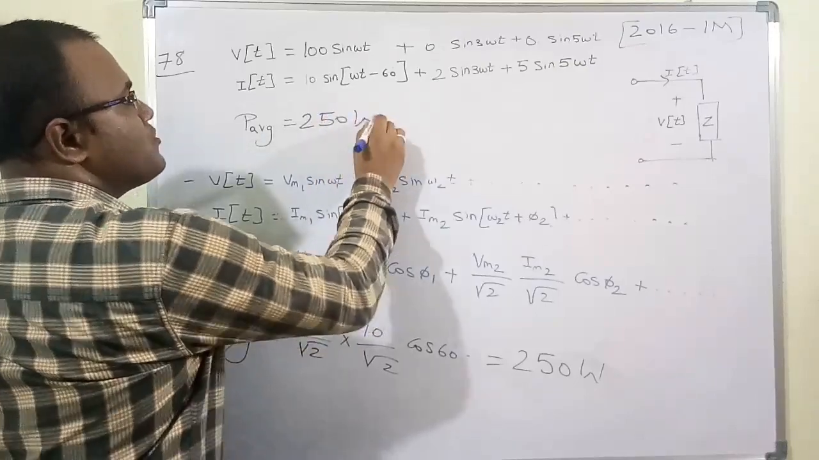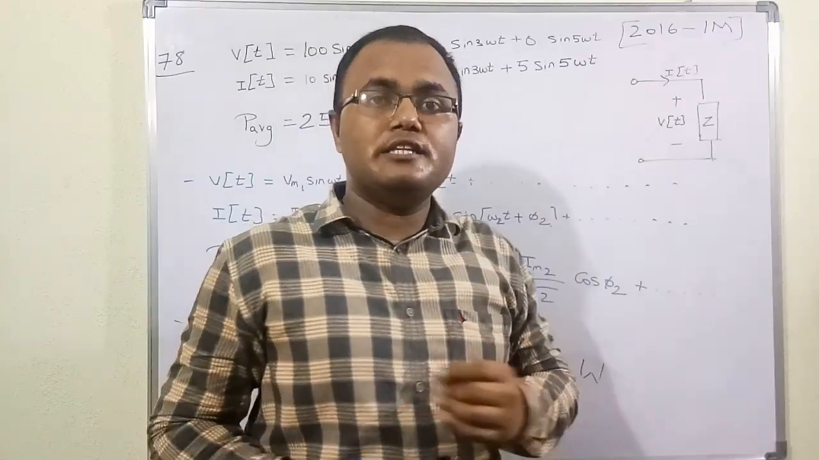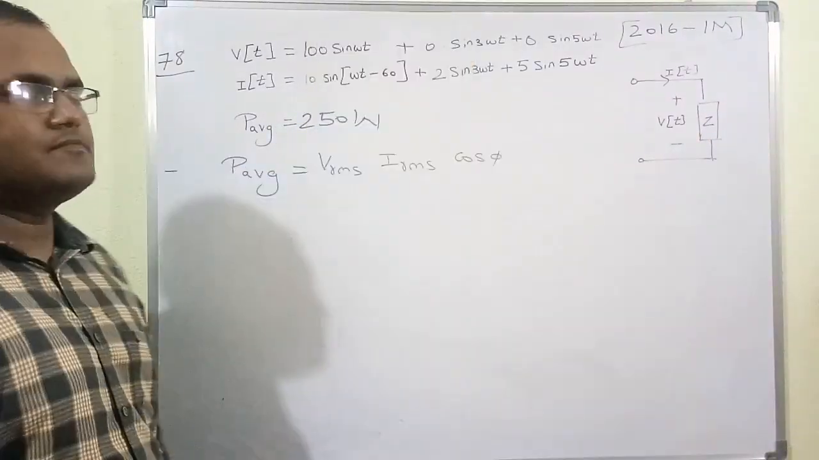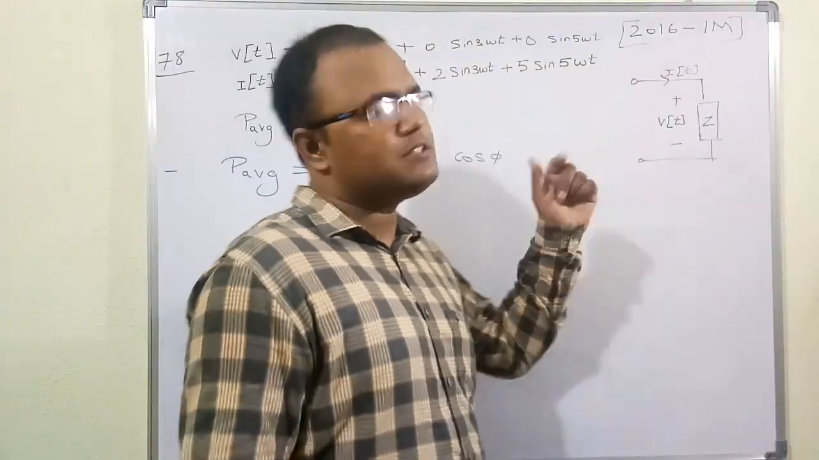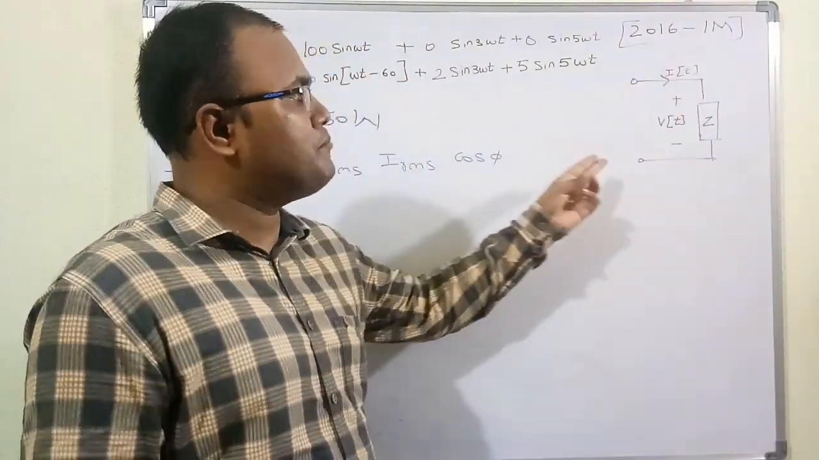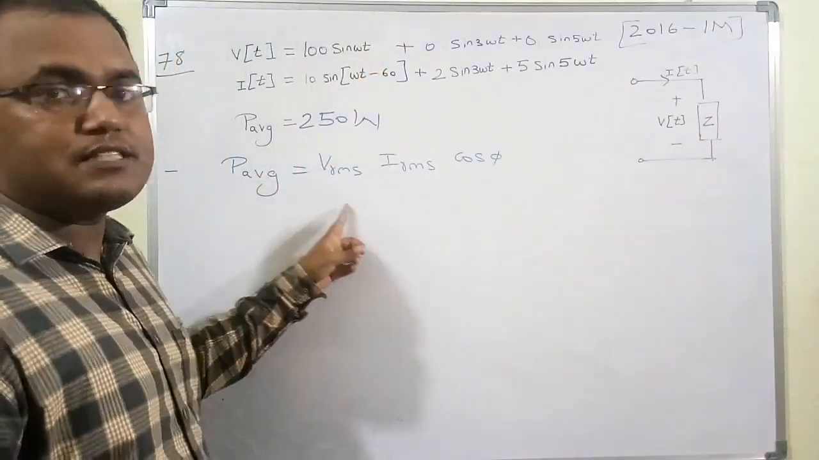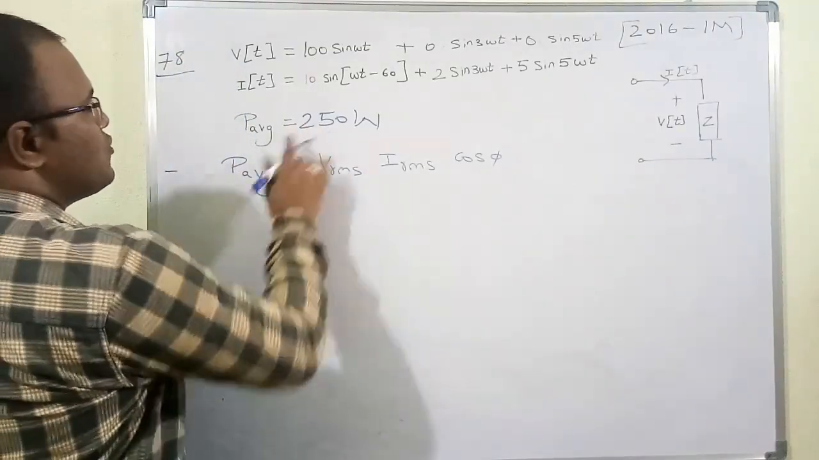Suppose in the question they have asked to find the power factor of the load. Then P average is equal to VRMS times IRMS times cos phi. P average is already known, just 250.